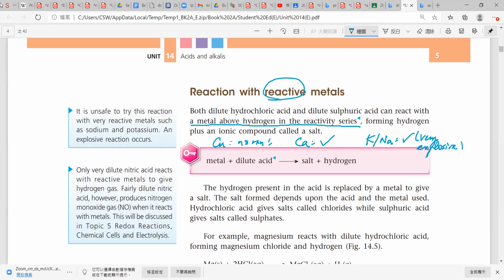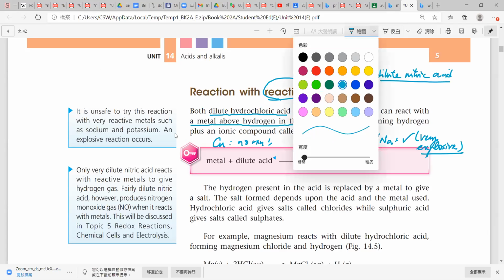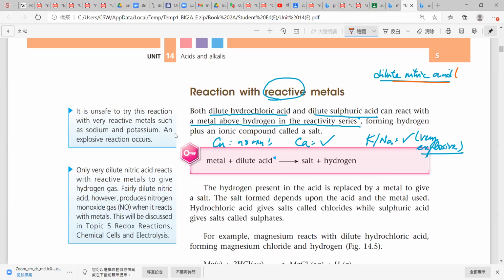So never put the acid onto a piece of metal. It's rather dangerous. Second, take a look at the acid. I mentioned dilute hydrochloric acid, dilute sulfuric acid. How about dilute nitric acid? No. It is another case. We do not call it dilute nitric acid. We will say that it is a mild oxidizing agent.